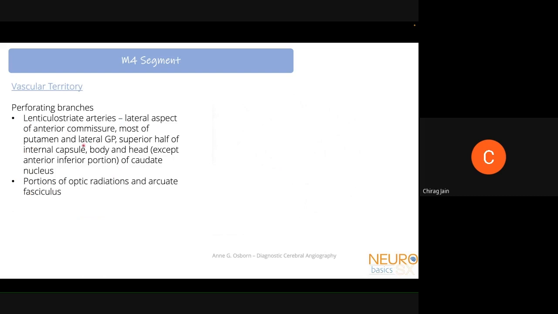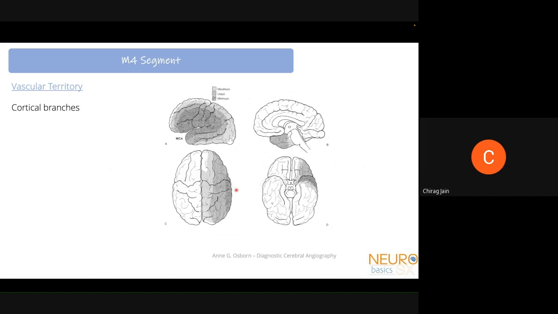The MCA also, as we know, gives rise to the perforating branches, the lenticulostriates. And apart from the basal structures and the basal ganglia being supplied by these arteries, there are MCA perforators which also supply the optic radiations and the arcuate fasciculus. So these are the cortical branches and supply of the MCA.